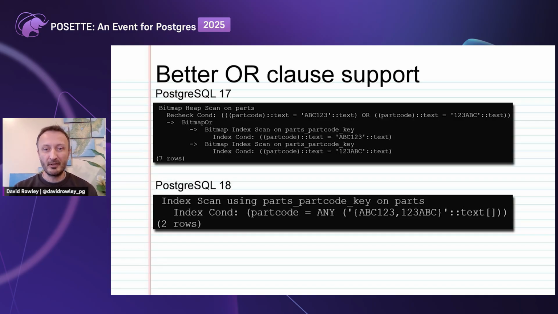So if you look at the bottom box in Postgres 18, it just does an index scan. And you can see that it's using equals ANY, and then there's an array of values to search for. And that's going to be more efficient to execute. And it's going to be cheaper to start up that plan and shut down that plan, which is something that has to happen every time a plan is executed.